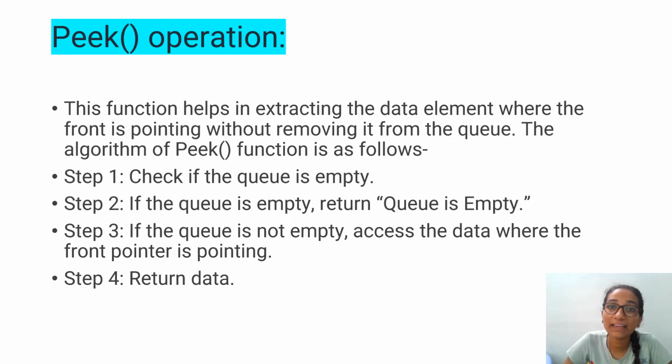What is meant by peek operation? Peek means topmost element in the queue. It helps in extracting the data element where the front is pointing without removing it from the queue. Peek means getting the topmost element in the queue. First, we have to check whether the queue is empty. Empty means front and rear values are -1. If it is empty, then return queue is empty. If not empty, access the data where the front is pointing, and we have to return that particular data.